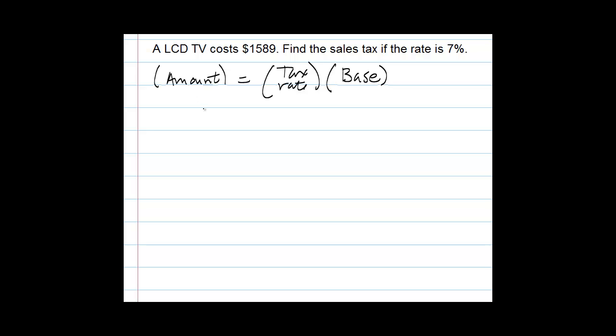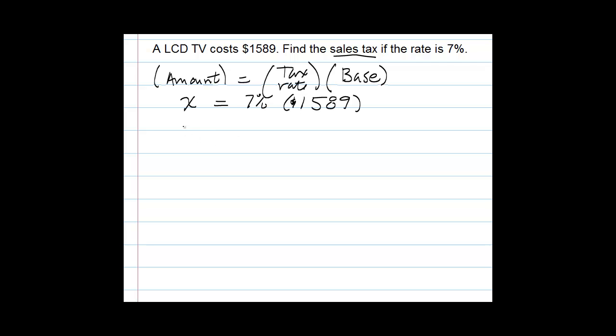So our amount, that's what we're looking for, the sales tax, that's amount. So the thing we don't know here is sales tax. I'm going to call that X because it's the thing I don't know. The tax rate is 7%. And the base, that's the original cost of the TV, or the amount that the TV is being sold for. That's what the base is.